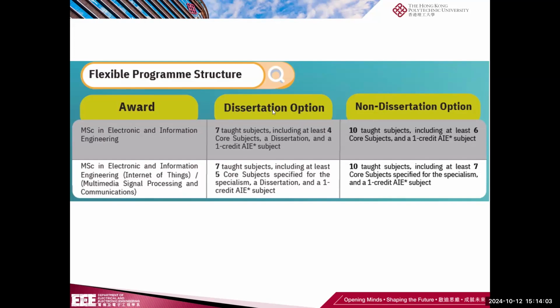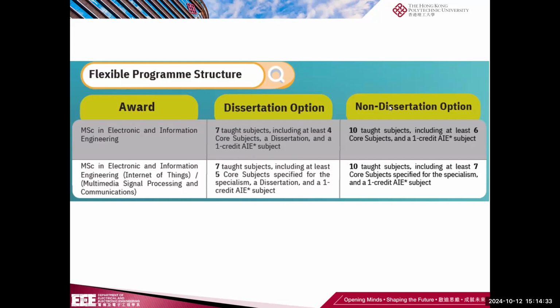If you don't select the dissertation, you need to finish 10 subjects, with at least 6 core subjects. Of course, this is AIE. AIE actually is academic integrity. This is compulsory for everyone here. You need to finish this credit. Of course, for this one credit, you don't need to pay. So this is the difference.